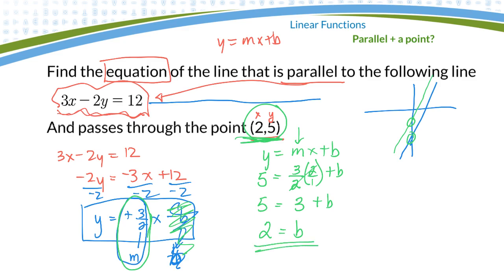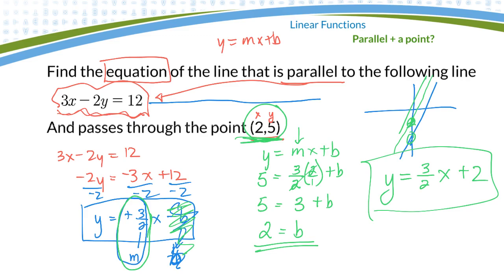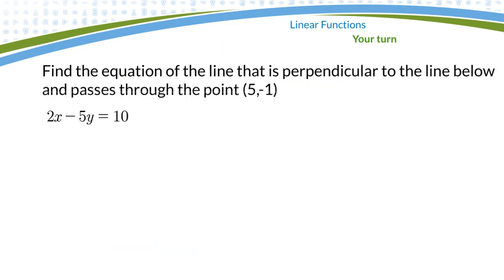So the y-intercept of my line is 2. Looks like my graph was a little off. It should have been up here somewhere. Anyway, the y-intercept of my line is 2, and now I can write the equation of the line. So y is equal to the slope, 3/2 x plus 2. So that's the equation of the line that's parallel to this line, and it passes through that point. Why don't you try a perpendicular one? Press pause, and then press play.